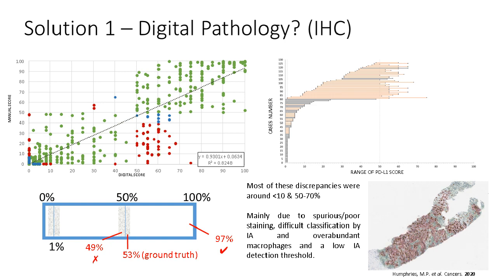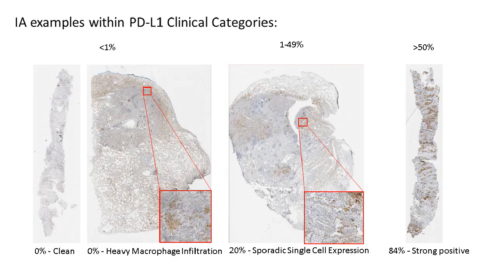Now, we actually don't know which is the right answer here. So this is where the ground truth becomes a little bit fuzzy. So in some instances, we actually didn't know which was true and which wasn't when we were comparing manual and digital assessments.